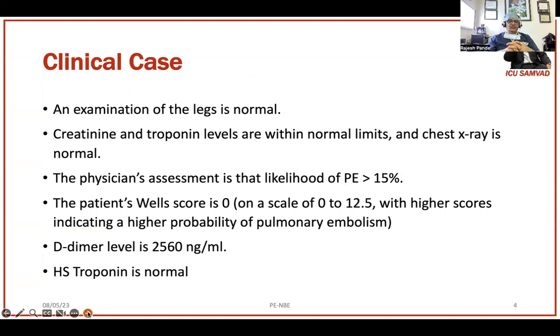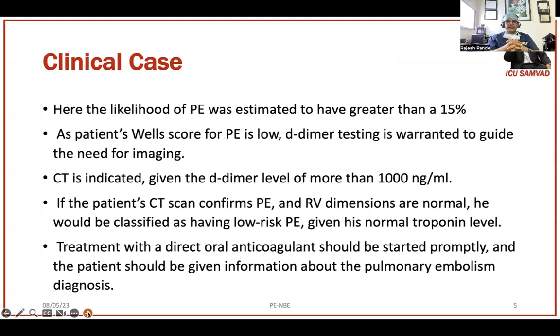So D-dimer levels were 2560 and high sensitivity troponin was normal. So repeating again for your benefit: breathlessness continuing for 3 weeks, pain in the chest, and a raised D-dimer, 2560. Now, these are the issues. We very well know that D-dimer has a great negative predictive value, but this would warrant a further CTPA to prove that the patient has it, or a 2D echo also. So further testing is warranted.